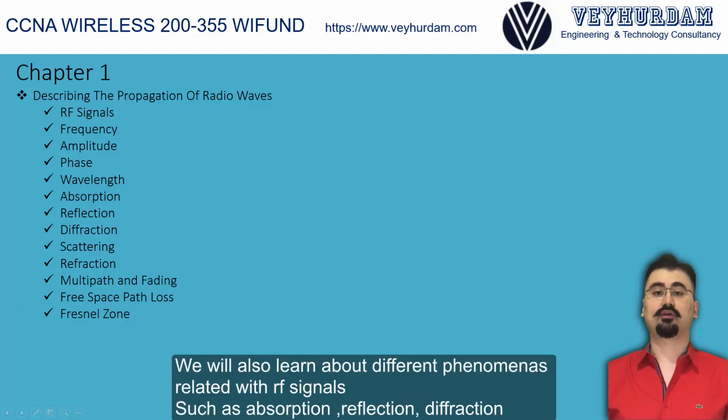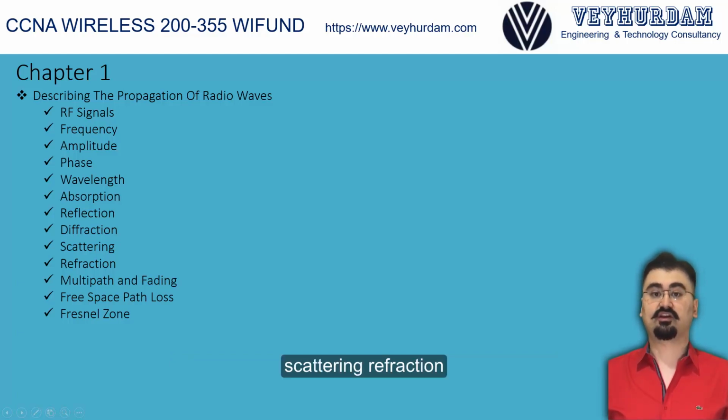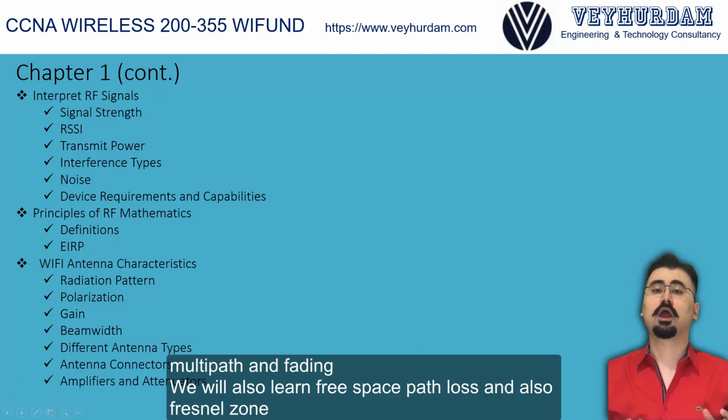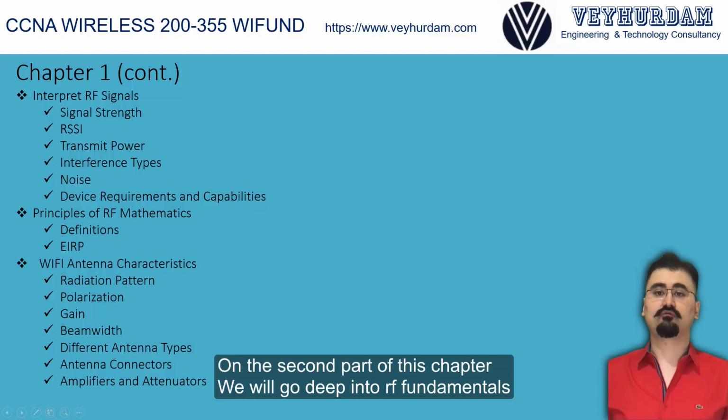We will also learn about different phenomena related to RF signals, such as absorption, reflection, diffraction, scattering and refraction, multipath and fading. We will also learn free space path loss and also the Fresnel zone. In the second part of this chapter, we will go deeper into RF fundamentals.